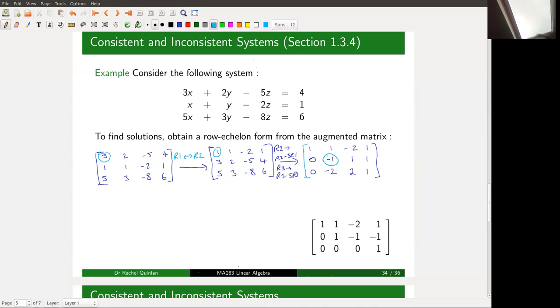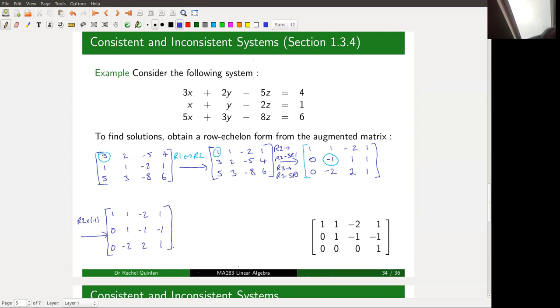We should now look in column 2 below the first entry. And indeed, there are non-zero entries there. So we should try to get a 1 in that position that I've circled. And we can do that easily, for example, by multiplying row 2 by minus 1. We get 1, 1, minus 2, 1. If you want, you can skip this step and do a couple of steps together. That's absolutely fine. 0, minus 2, 2, 1.